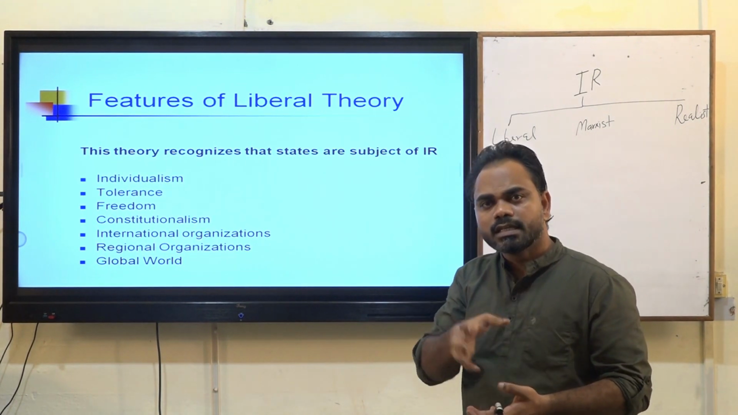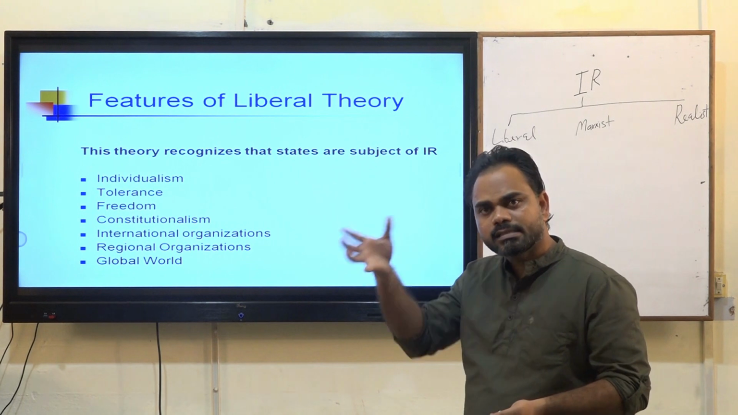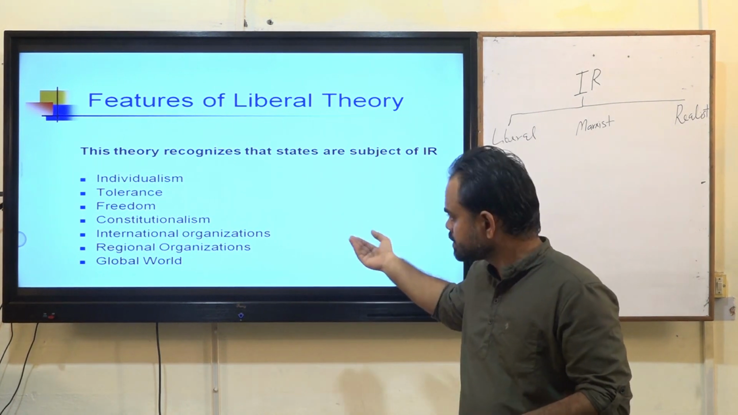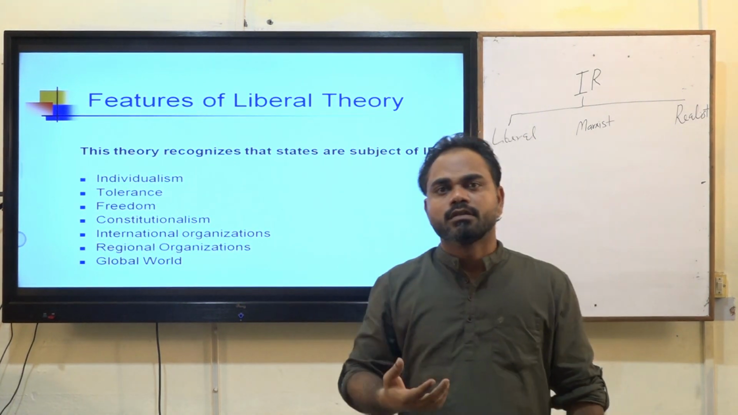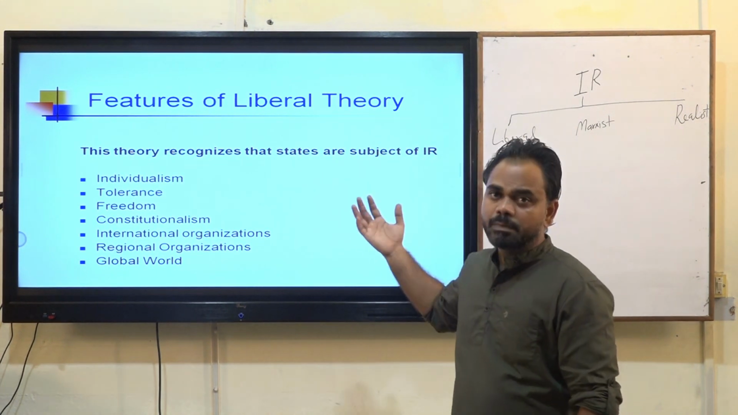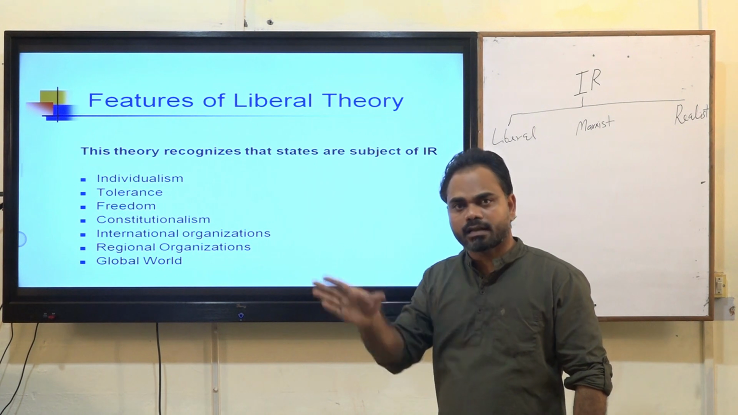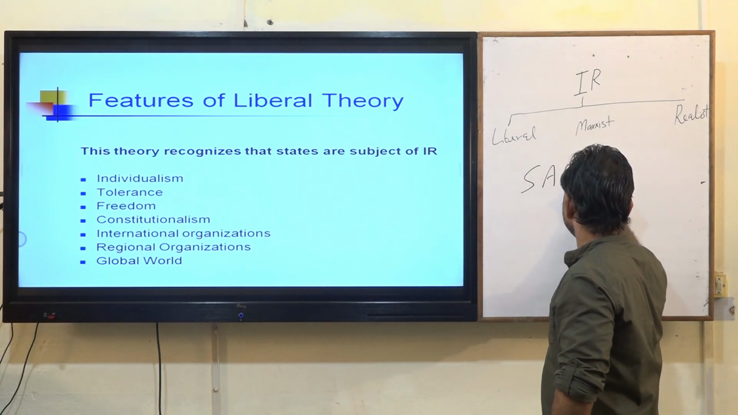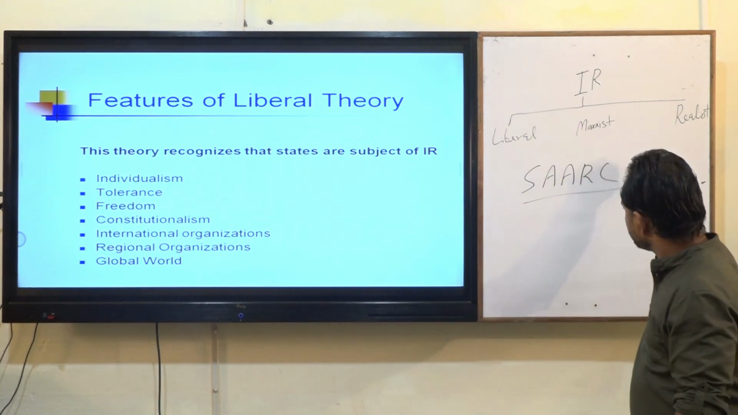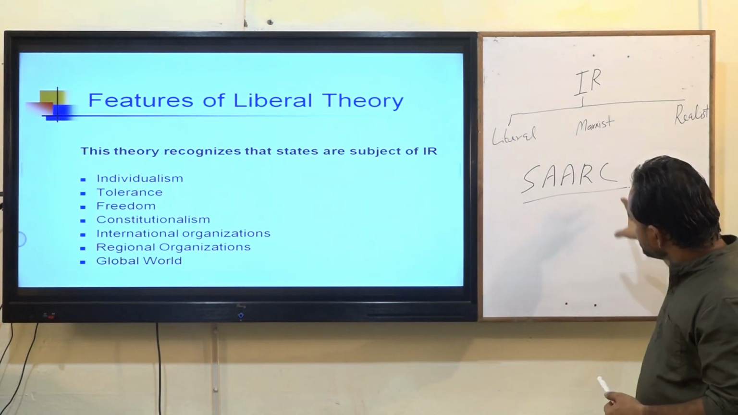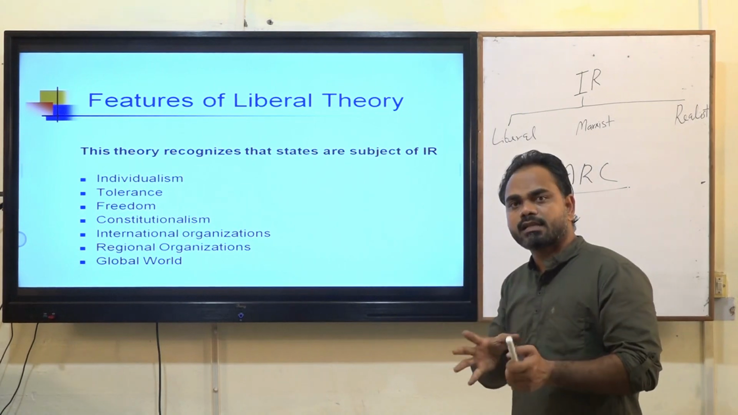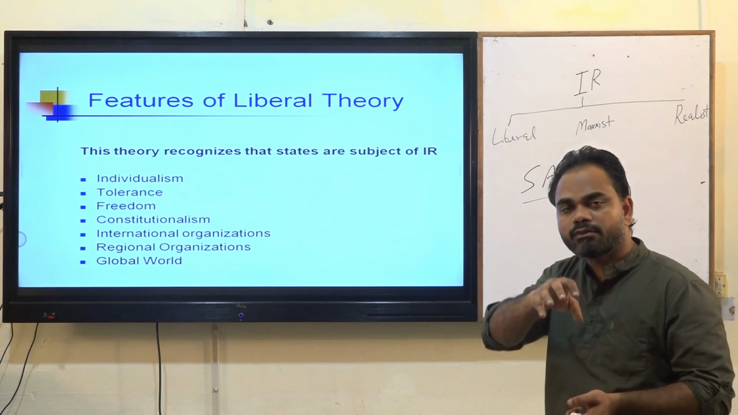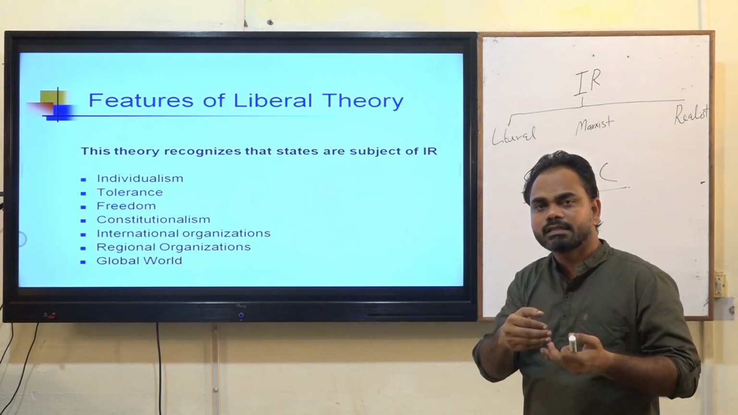For constitutionalism, they use international mechanisms, whether United Nations peacekeeping, peacebuilding and peacemaking programs. International organization: again the United Nations. Regional organizations are also a part of IR. Liberal theorists believe in regional organizations like SAARC, the South Asian Association for Regional Cooperation. With this organization, all nations try to develop a peaceful environment for their future generations.